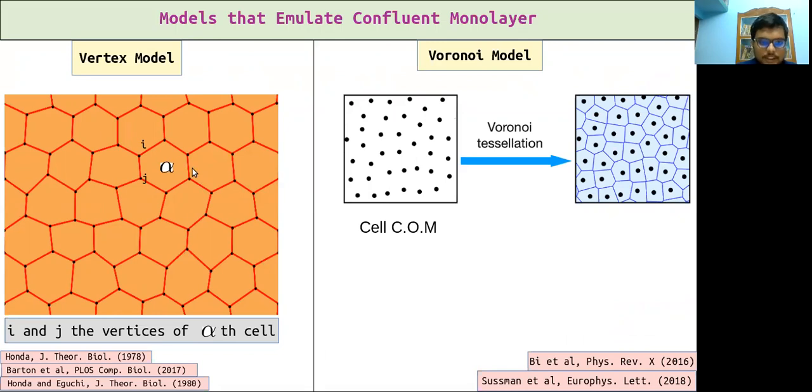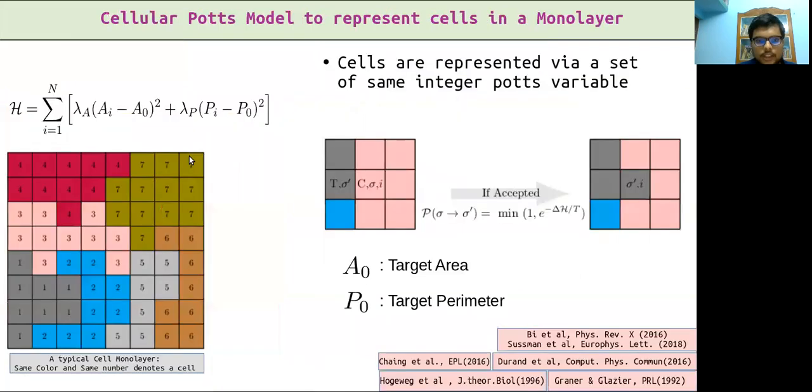So in the vertex model, cells are represented by polygons which tile the space. And in the Voronoi model, we take the cell centers of mass and take the Voronoi tessellation out of that to form the cells. Now in the cellular Potts model, we take a square lattice of size L cross L to represent the confluent monolayer, and each cell in this lattice is represented by a set of the same integer Potts variable sigma, where sigma runs from 1 to the total number of cells.